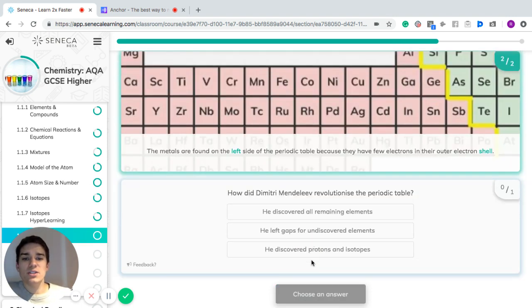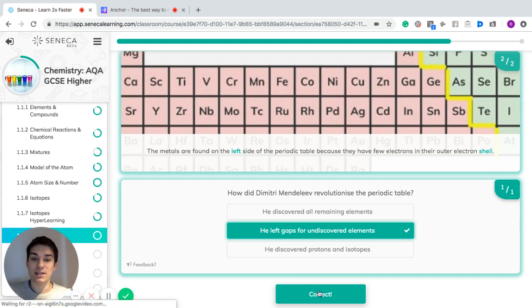And how did Dmitry Mendeleev revolutionize the periodic table? He didn't discover all remaining elements, but he discovered that there were gaps in the elements that we knew, and he left those gaps empty.